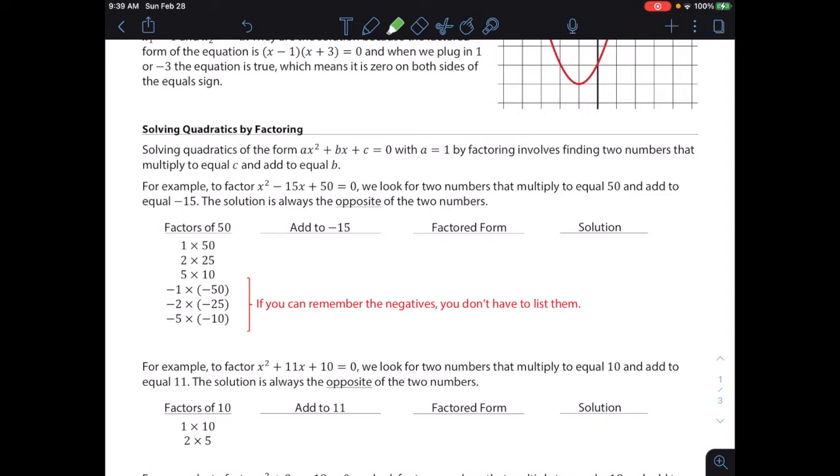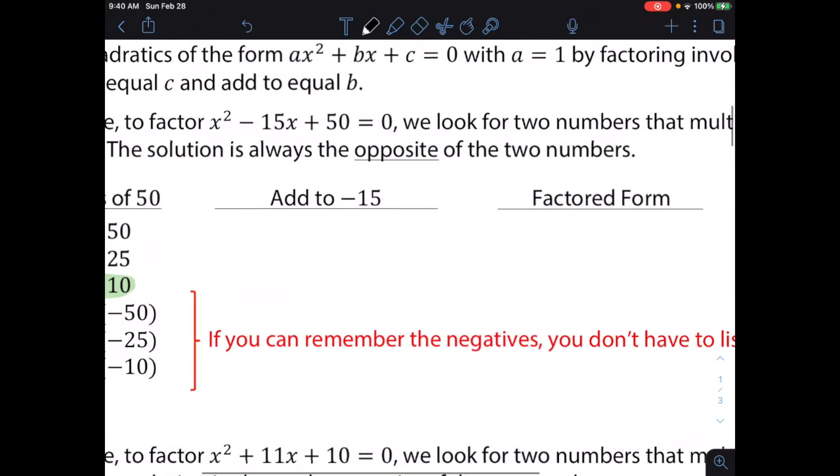And in red, you can see it says if you can remember the negatives, you don't have to list them. So it can be kind of a pain to list everything, positive and negative. But if you can just remember the negatives, you don't have to write them down. So we're looking at 50 and adding to negative 15. So we're going to say, all right, I know that 5 and 10 add to 15, but I know they need to be negative 5 and negative 10, right? So negative 5 and negative 10 are the two numbers that multiply to 50. So if I add those together, they add to negative 15.